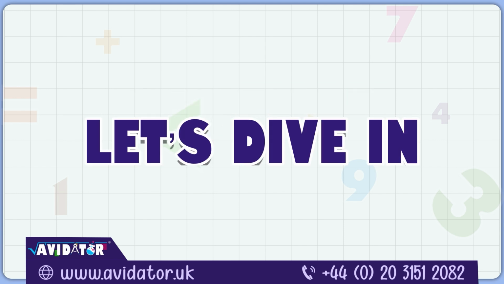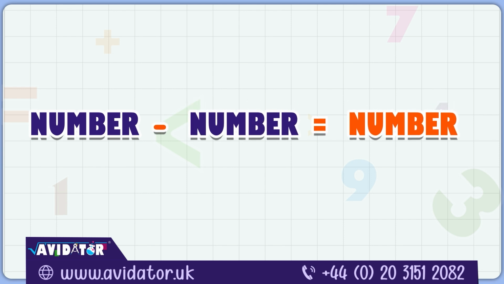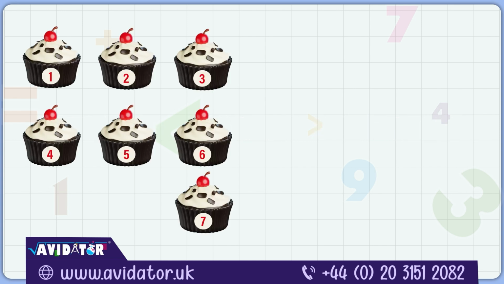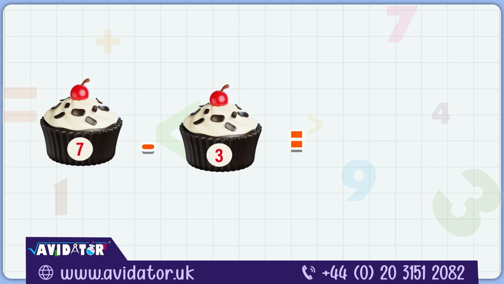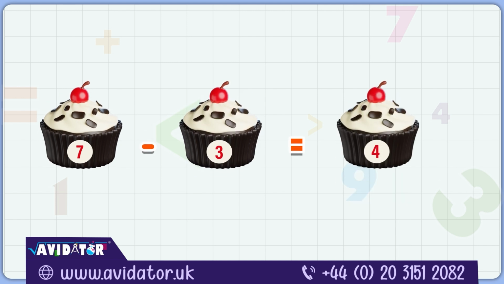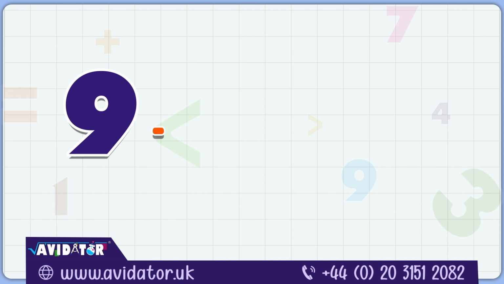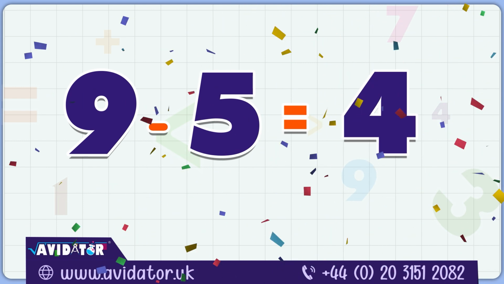Let's dive in. Let's begin with the basics. Subtraction is the process of taking one number away from another to find the difference. For example, if you have 7 cupcakes and eat 3, you subtract 3 from 7, leaving 4 cupcakes. Simple, right? Try this one. What is 9 minus 5? Got it? The answer is 4. Great work.